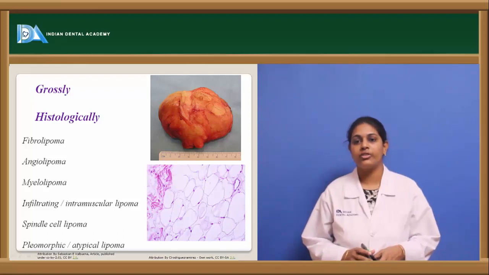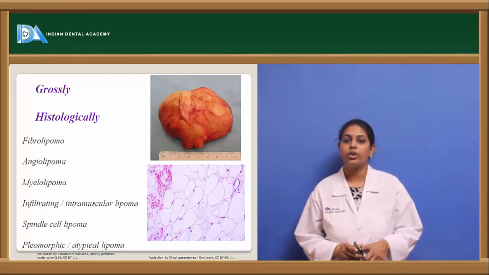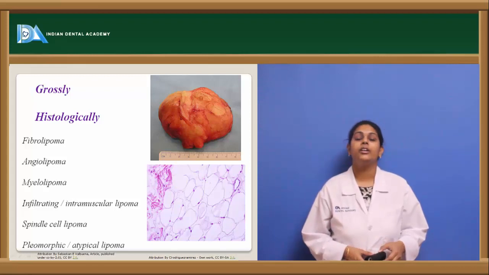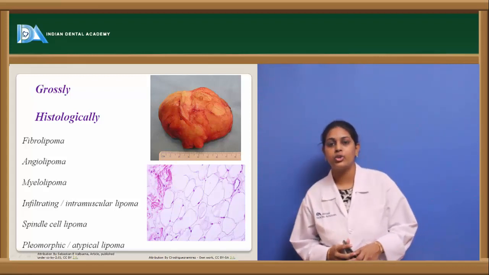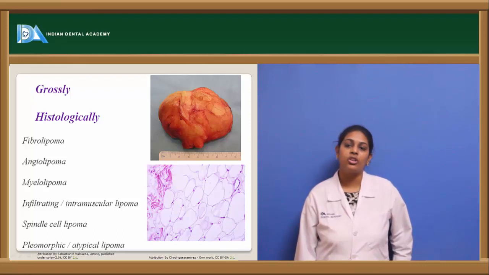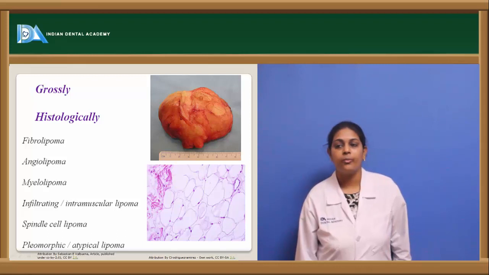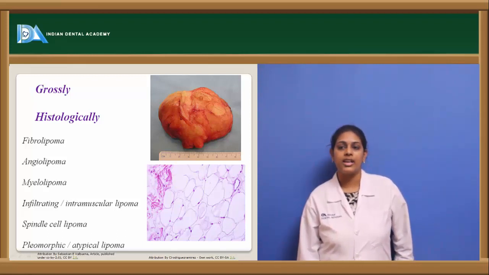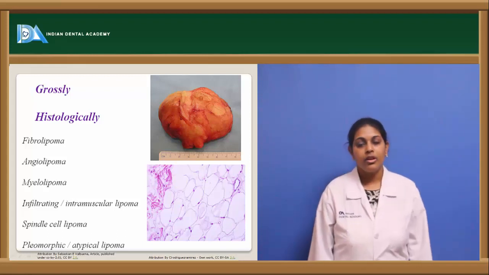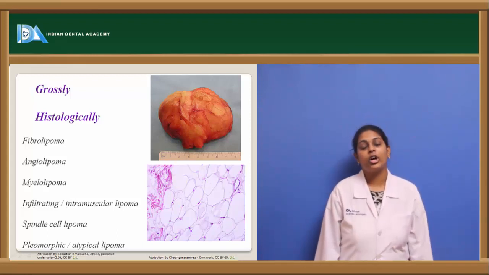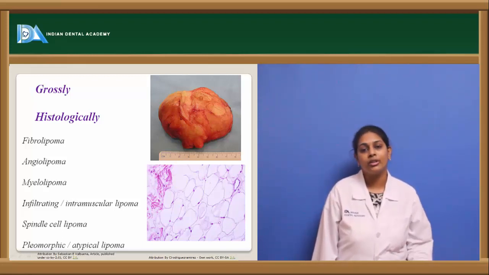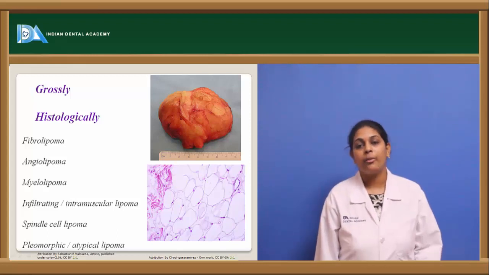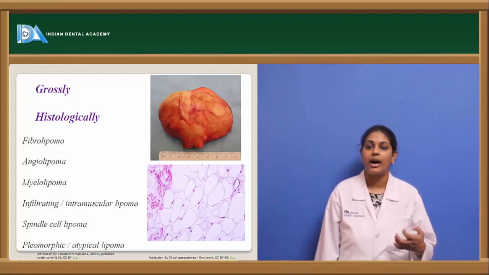Coming to histopathological features, the lipoma could be a fibrolipoma type, that is, it involves the connective tissue region and shows numerous fibrous tissue growth with the formation of collagen as well as certain blood vessels. Coming to angiolipoma, when there is involvement of the blood vessels, it is known as angiolipoma. It is also known as infiltrating or intramuscular lipoma when the lipoma involves the muscle tissue, or it could be a myelolipoma when it involves the marrow.